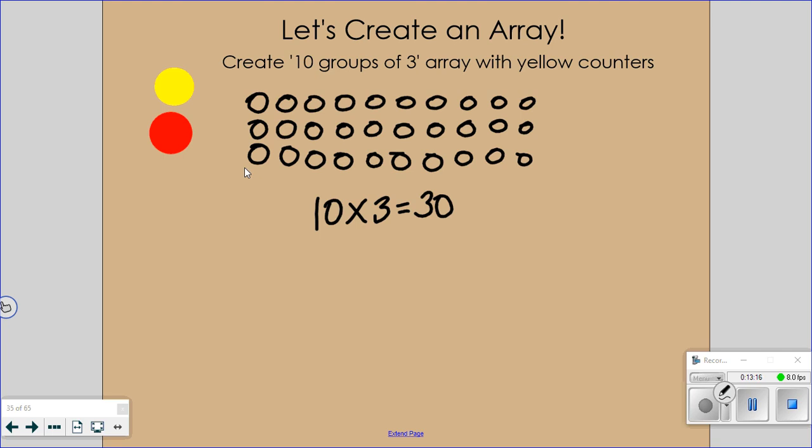What did we just do on my array? Mason, what did I just do? You took away 3 of them, and that leaves you with 9. Took away 1 group of 3. So now I've got 30 minus 3. What is 30 minus 3? Count backwards if you need to.